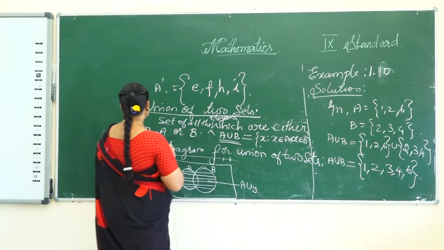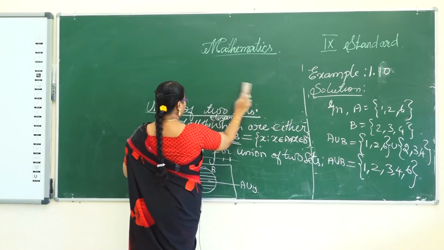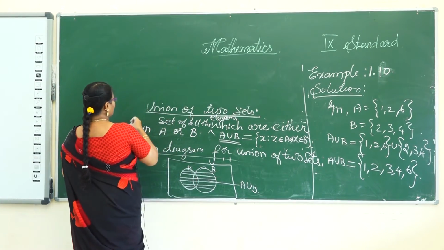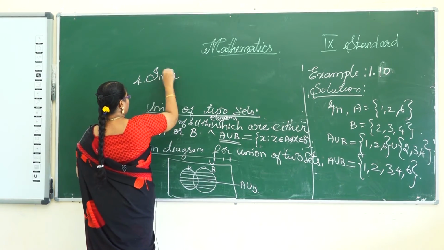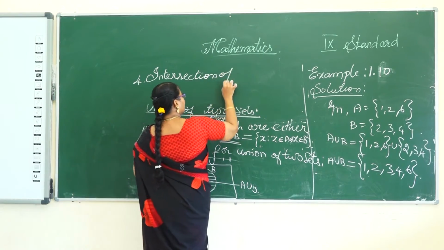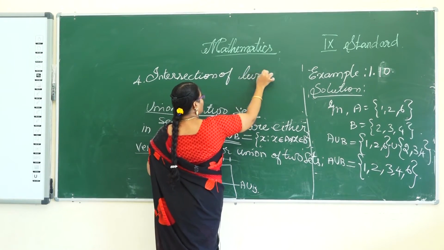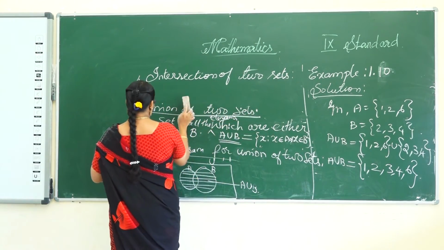That's all. And next, the fourth one of the concepts, intersection of two sets.